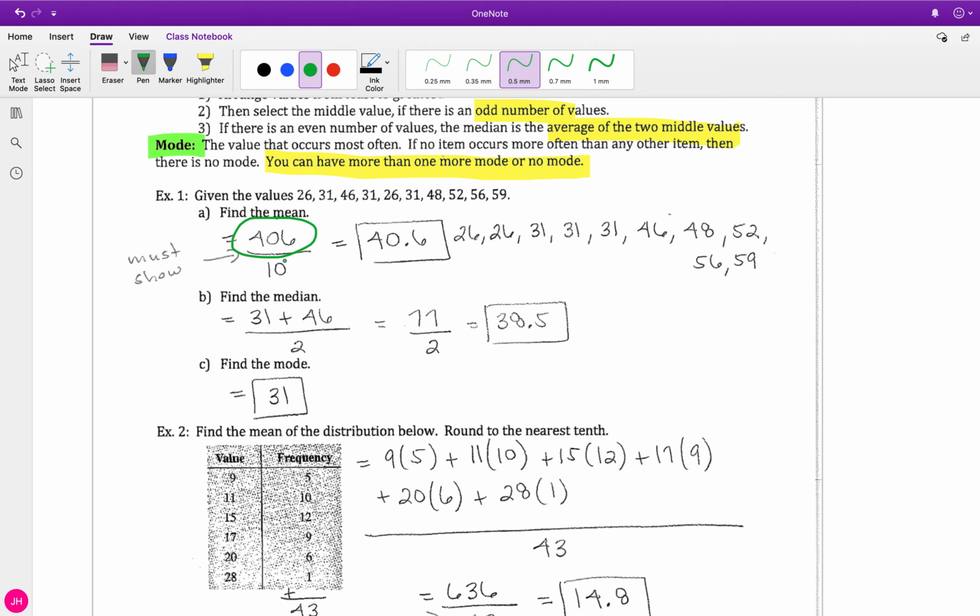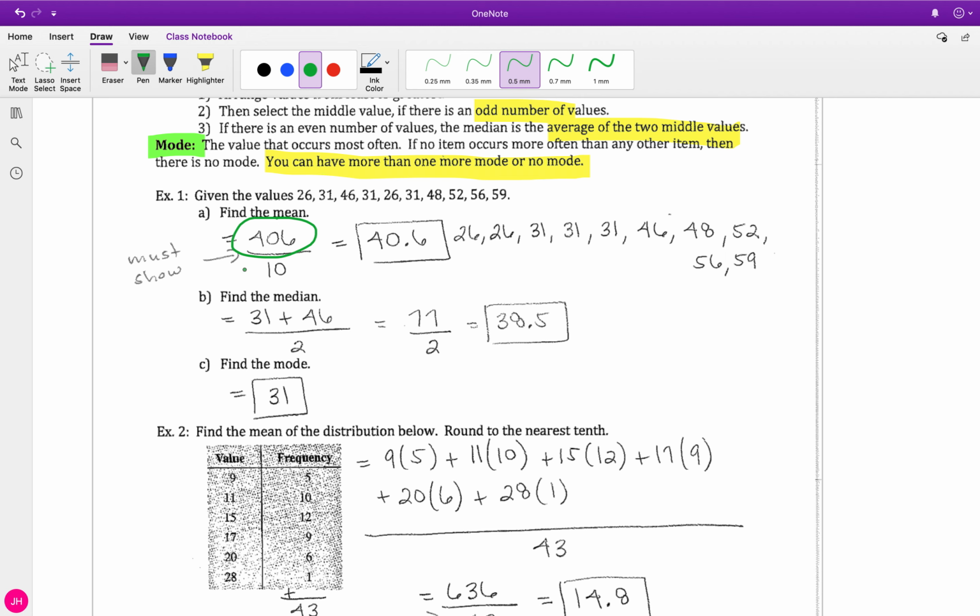Now, for work that you're going to turn in, like paper and pencil tests and assignments that I'm going to grade by hand, I have to show that work. That's why I put that must show right here. So I type that in my calculator. It gives me 40.6.